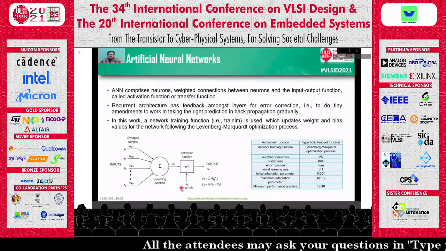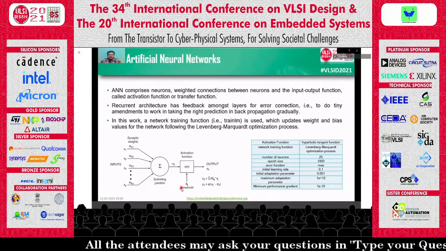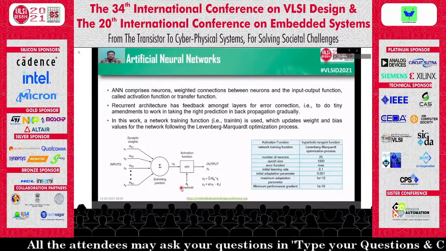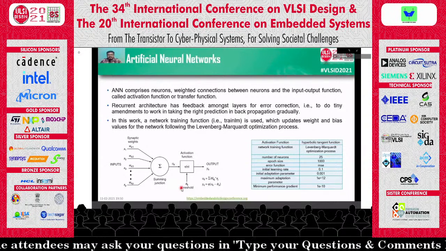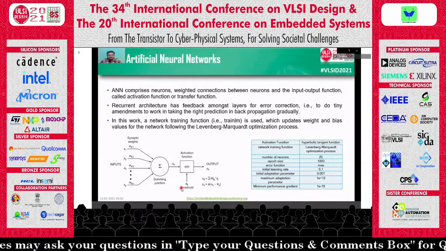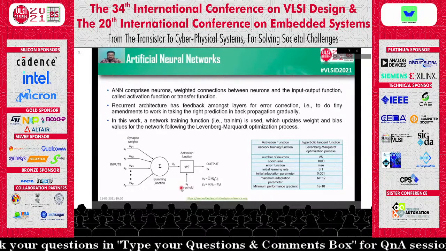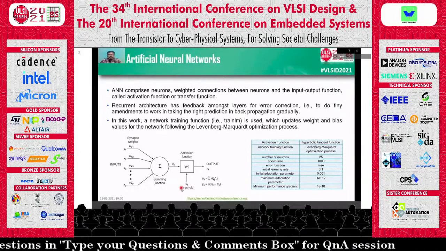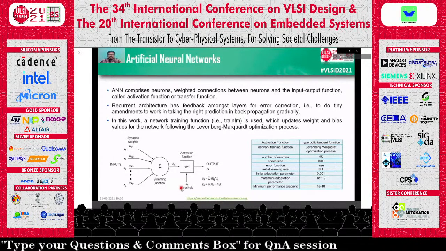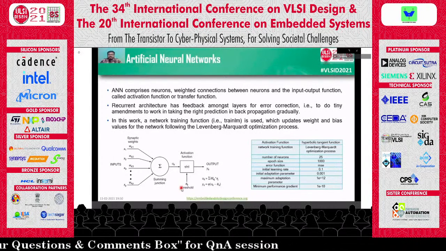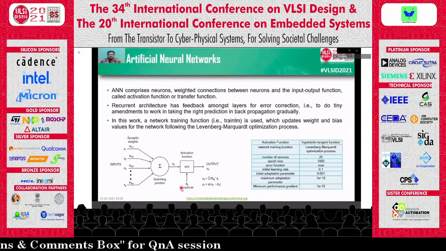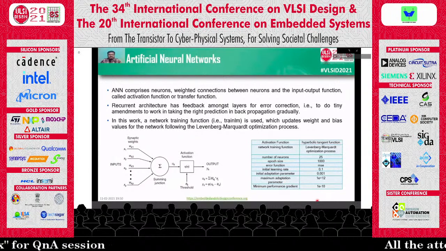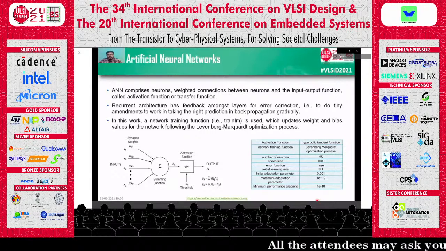If the difference between the original value and the predicted value is less than a desired target value, then the training is complete. Otherwise, the network is again trained by tuning the weights with the difference of actual value and the predicted value. In this work, a network training function trainlm is used, which updates the weight and bias for the network in accordance with the Levenberg-Marquardt optimization process. The functional parameters selected for creating the network for the test amplifier are listed in the table.